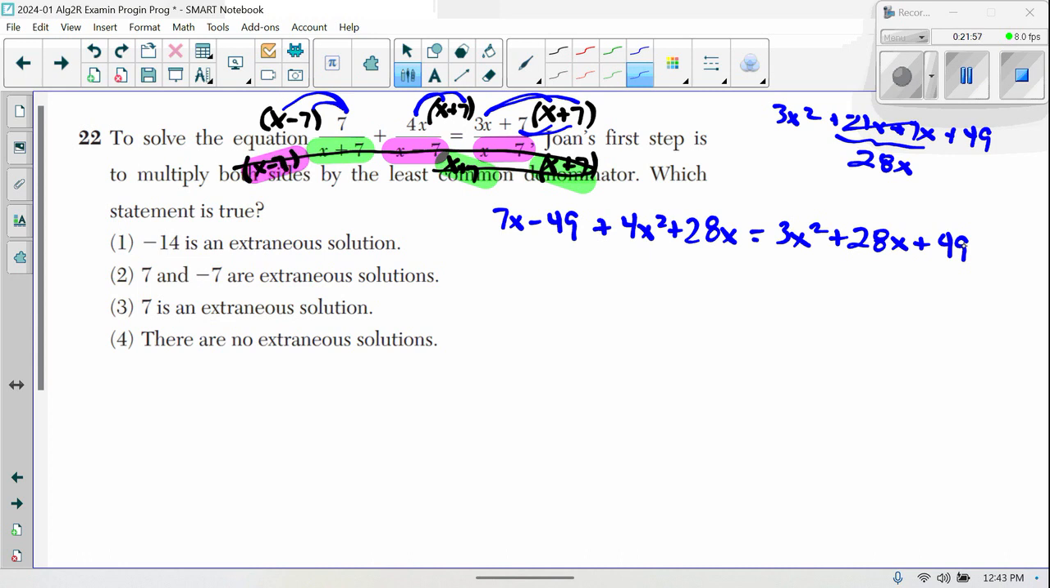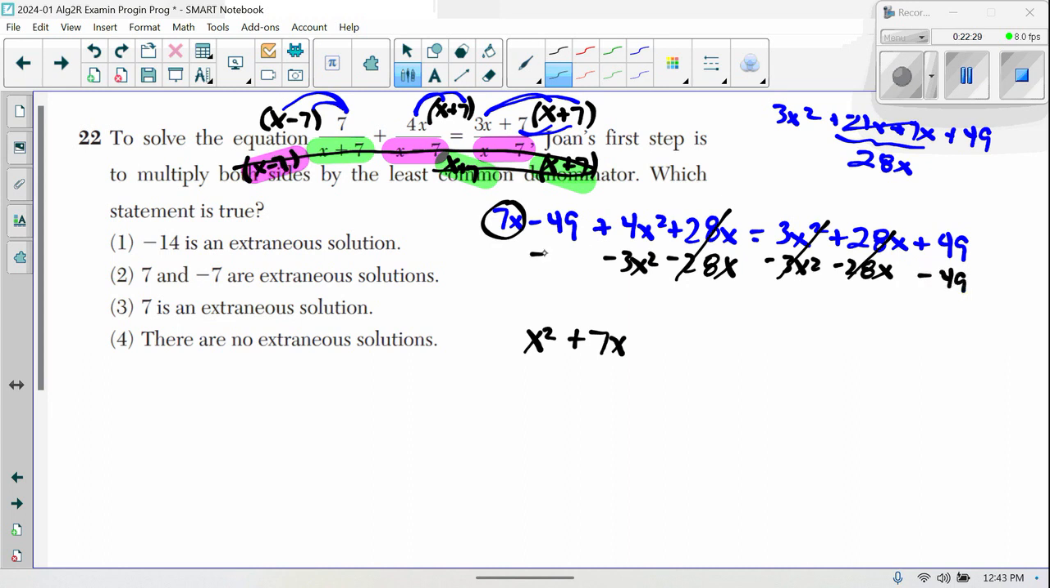I got to get everything to one side. Okay, it's going to be quadratic. It's going to be messy, but, you know, we like messy, right? I'm going to subtract 3x squared. So this gives me 1x squared. Then I'm going to subtract 28x from this side. This is gone. So I really only have a plus 7x left. And then I'm going to subtract 49 and subtract 49. Those don't cancel on the left side. A negative and negative is a bigger negative. 98 equals 0. All right.